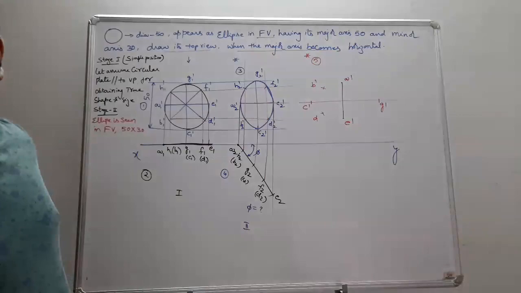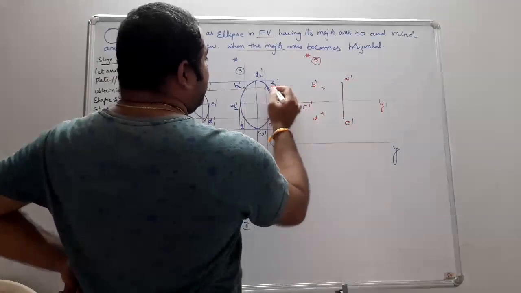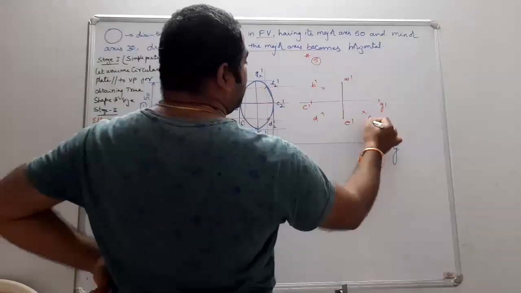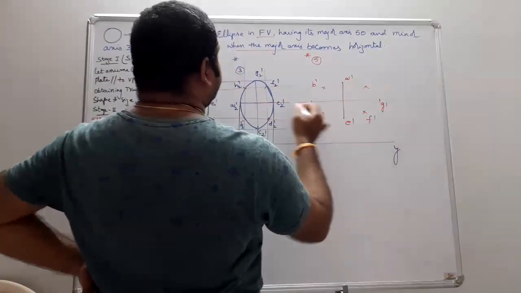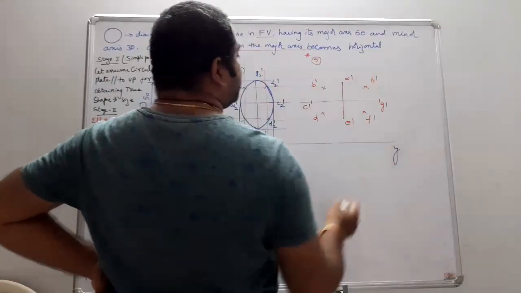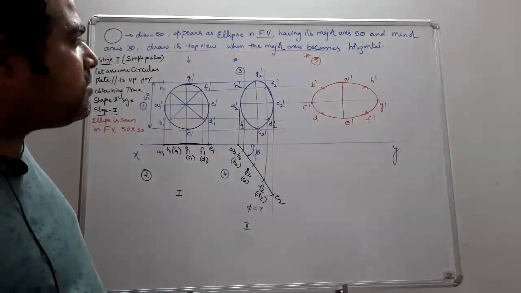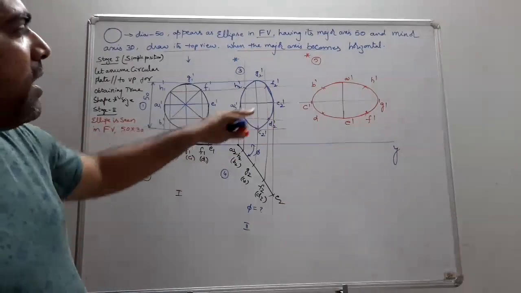Next, in between E and G, you will get the F point. So E as center, EF as radius, draw an arc. G as center, GF as radius, bisect the arc. You will get the point F dash. Similarly, in between G and A, you will get H. This becomes H dash. Join all the points in sequence, and you will obtain your ellipse.